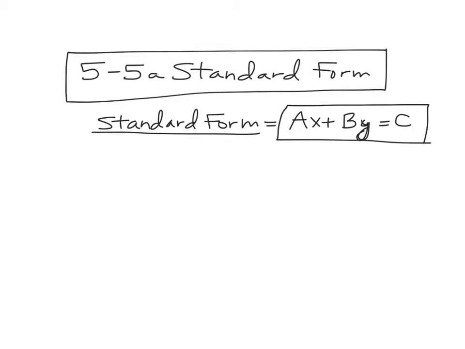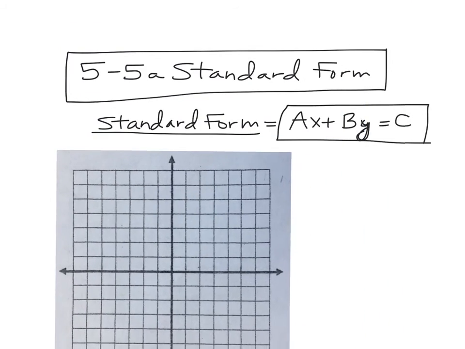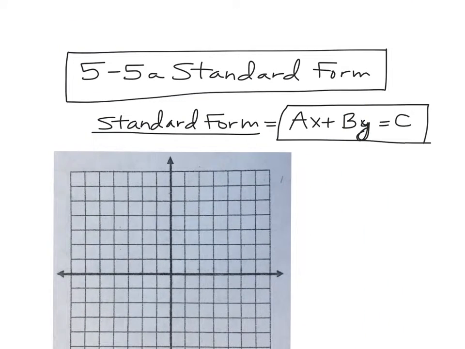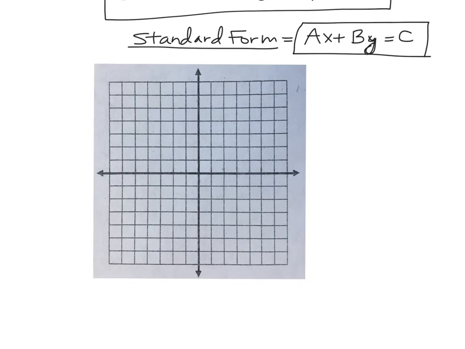So I'm going to give you a graph here of an example of how standard form works. Let's say you have a point here at (0, 2), and then a point at (-4, 0), so that your line looks like this. Okay, so you have this line.